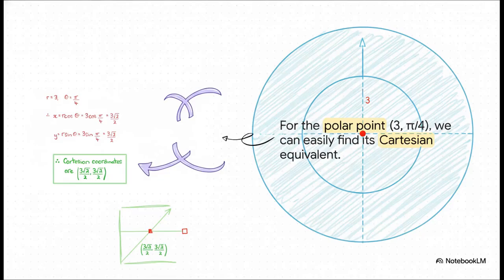Let's see it in action. Let's take the polar point (3, pi/4). So our distance r is 3, and our angle theta is pi over 4. We just plug those values right into the formulas we just learned. The x-coordinate is 3 times cosine of pi over 4, and y is 3 times sine of pi over 4. And boom, you've got your Cartesian coordinates.